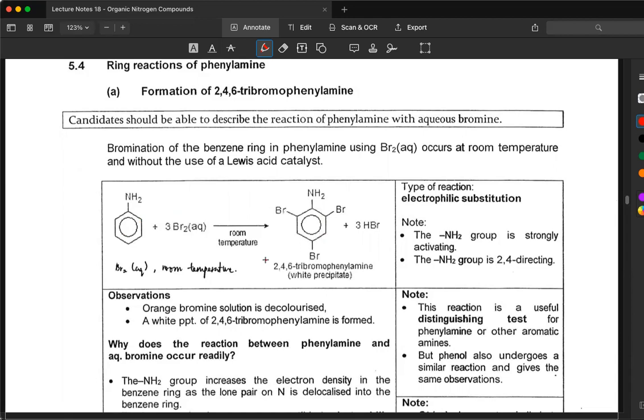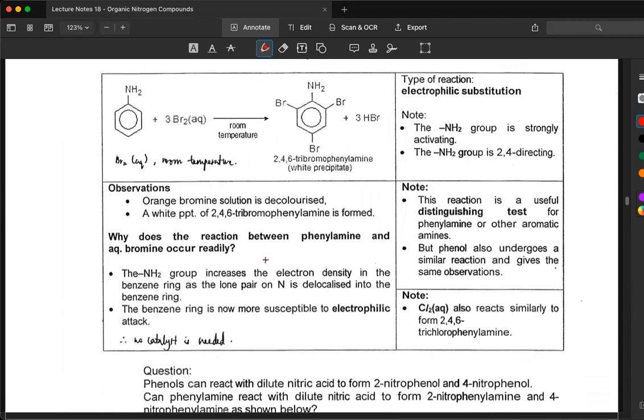The orange bromine solution added will be decolorized, and a white precipitate of 2,4,6-tribromophenylamine is formed. Why does this reaction occur so readily? Because the NH2 group increases the electron density as the lone pair of N is delocalized due to the overlapping between the p orbital and the pi electron system of the benzene ring. So this makes the benzene ring more susceptible to electrophilic attack. Therefore, no catalyst is needed, and you can substitute more hydrogen on the benzene ring.